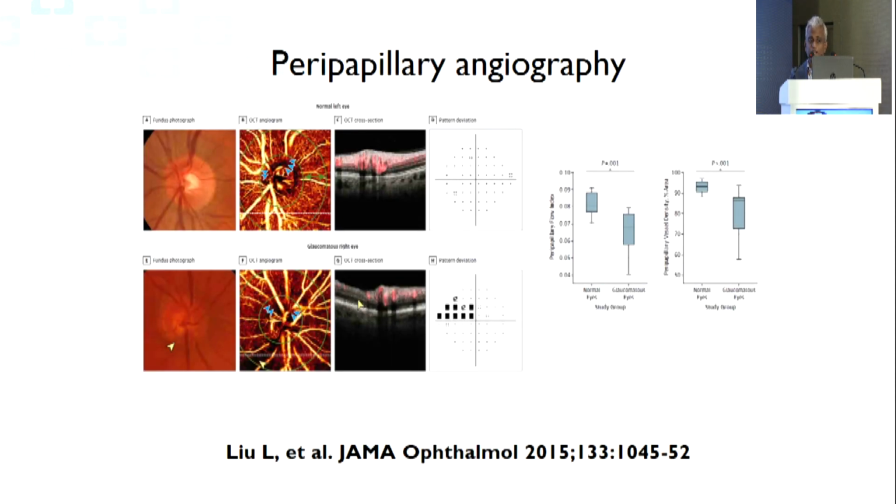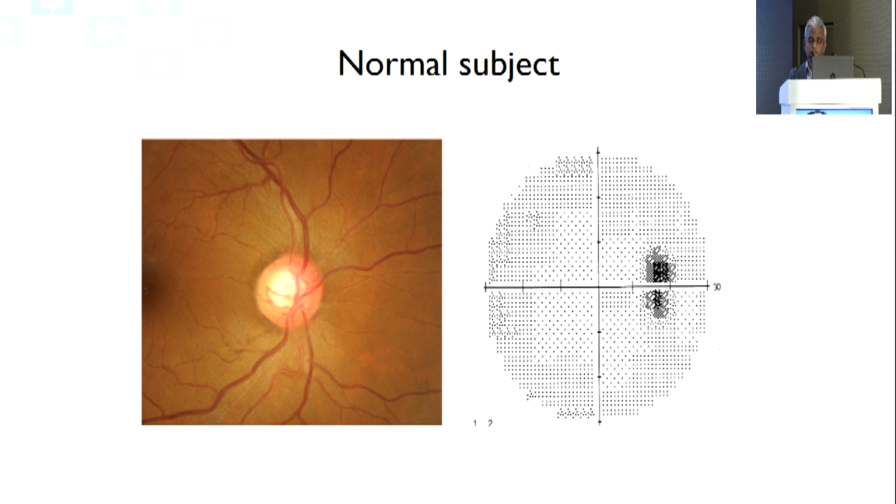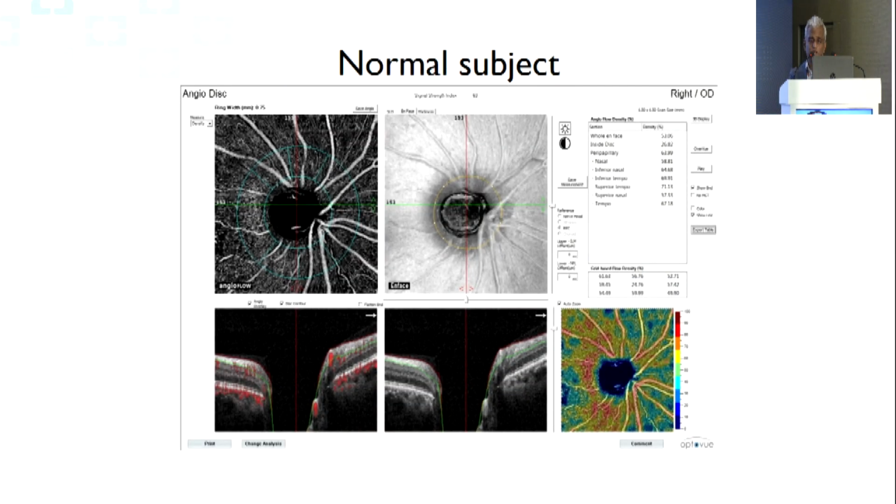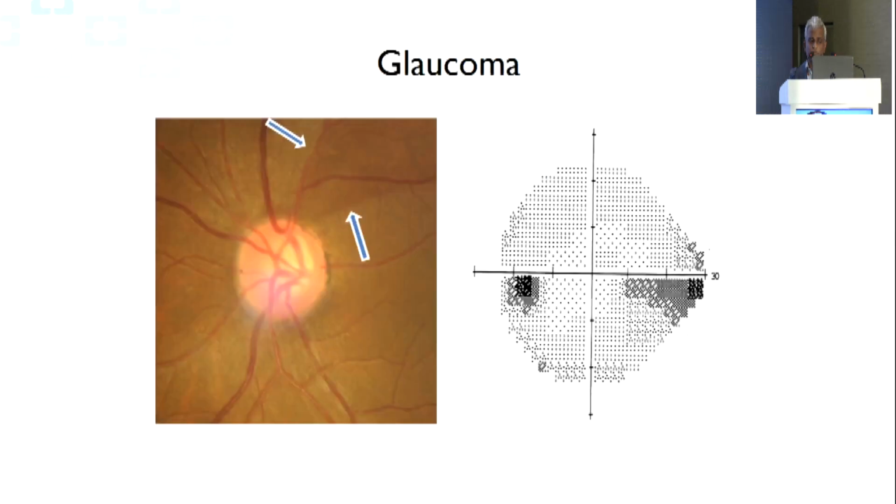So peripapillary angiography is something that actually shows the difference over time with the box plot images. Normal and glaucomatous eyes have a drop in the peripapillary flow density over time. In a patient with normal images, you can actually see that there is no capillary non-perfusion.